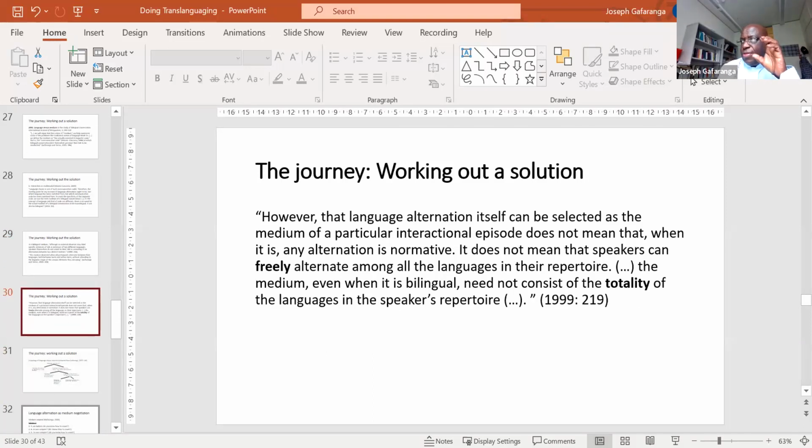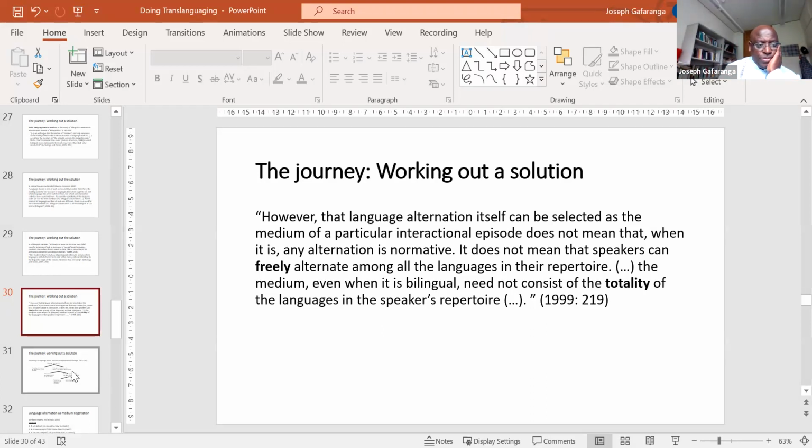But I also make this warning that language alternation itself can be selected as the medium of a particular interaction or episode. It does not mean that when it is, any alternation is normative. It does not mean that speakers can freely, it's interesting, the word freely comes again, or was there already, alternate among all the languages in the repertoire. The medium, even when it is bilingual, need not consist of the totality of the languages in the speaker's repertoire. And again, with this notion of the full repertoire to be found in translanguaging, I'm saying it probably is not the case. It's not the case that people deploy freely the whole repertoire.